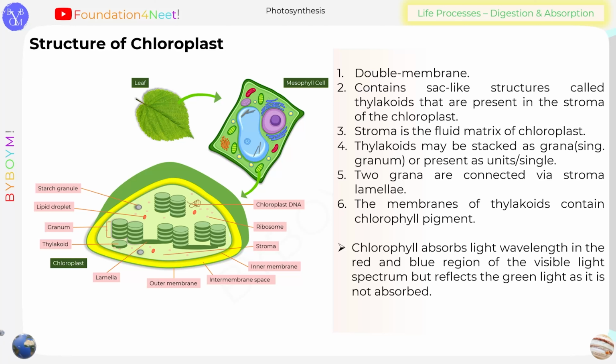So we have lipid droplets, and the product of photosynthesis, that is glucose, is stored as starch. So you will find starch granules present in here. Chlorophyll absorbs light wavelengths in the red and blue region but reflects the light that is in the green region. That is why we have this greeny look of these leaves.